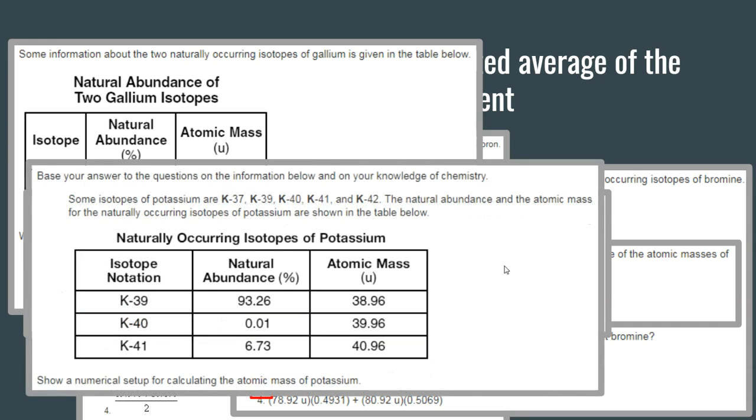Okay, this time it provides you a table, and it's a short response, and it asks you to show a numerical setup for calculating the atomic mass of potassium. We're given 3 different isotopes of potassium: potassium 39, potassium 40, potassium 41. We see percent abundance and their atomic mass. If you apply the formula correctly, this won't be an issue.